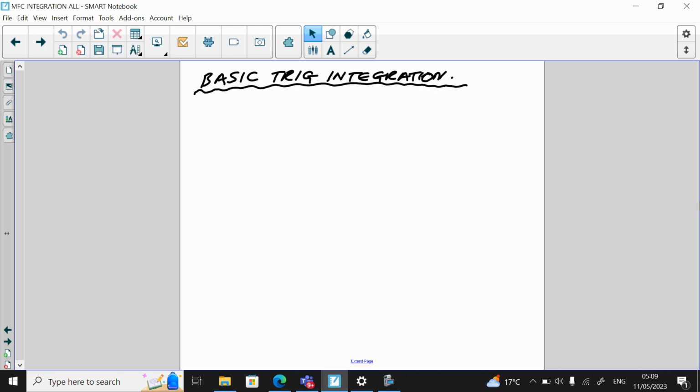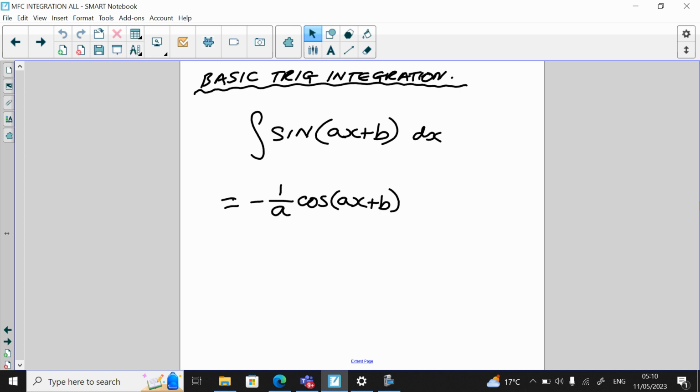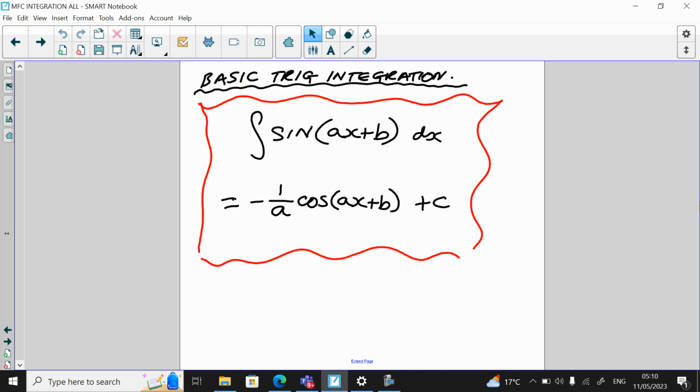Okay, talking about trig here, trigonometry, let's just go for a rule. Doesn't matter where the rule came from, you just want to implement it. So here, sine goes to negative 1 over a, cos of ax plus b, and plus c. That's the rule. You just want to apply it. Check your formula sheet, should look like that.